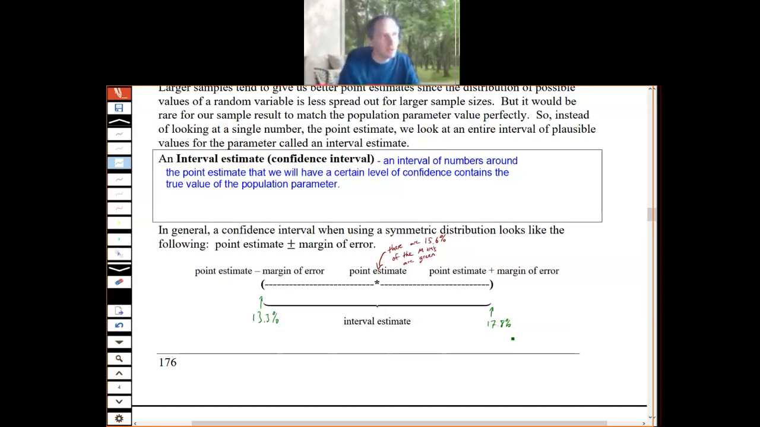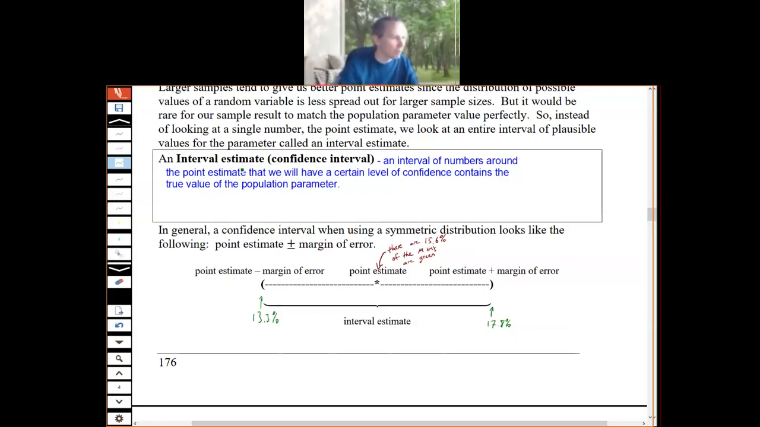In real life, you probably never hear people talk about an interval estimate. Well, you do. It's just disguised. If it's election season and I'm listening to a poll and they say this candidate has 60% of the vote, or this elected official has a 42% approval rating, somewhere buried in the screen they'll probably say with a margin of error of 4%. That margin of error is telling you what the interval estimate is.